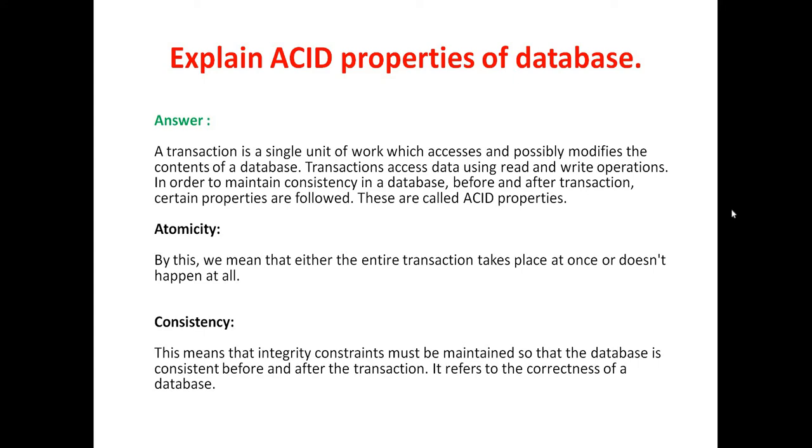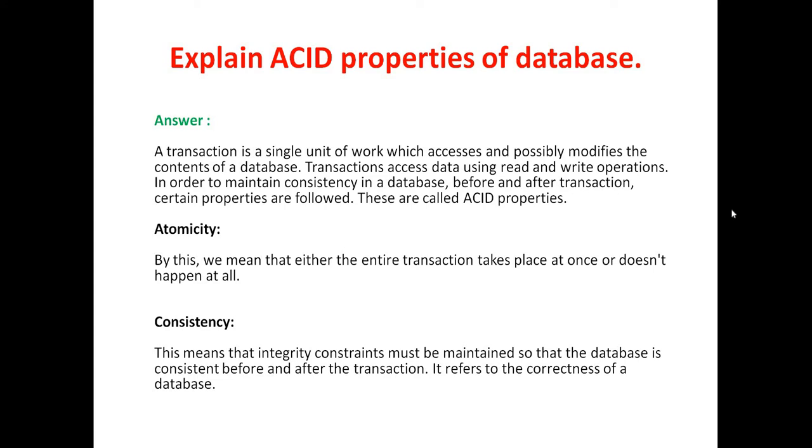A transaction is a single unit of work which accesses and possibly modifies the contents of a database. Transactions access data using read and write operations. In order to maintain consistency in a database, before and after transaction, certain properties are followed. These are called ACID properties. Atomicity. By this, we mean that either the entire transaction takes place at once or does not happen at all.